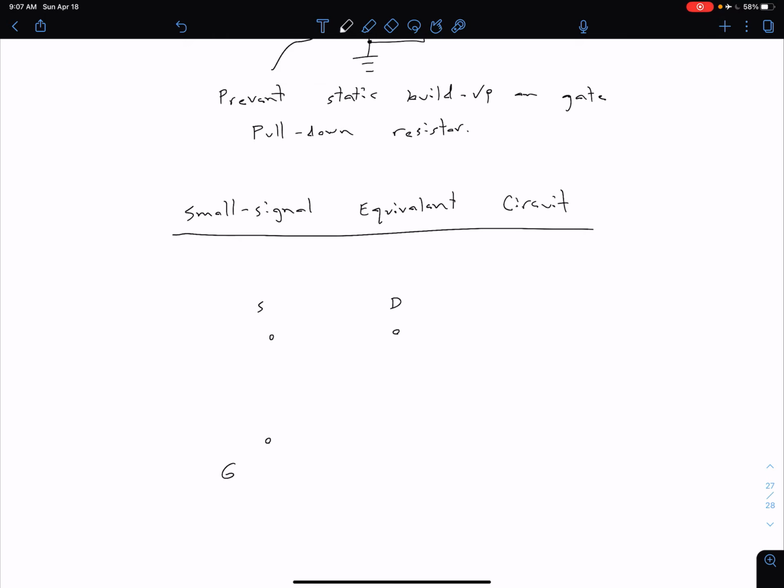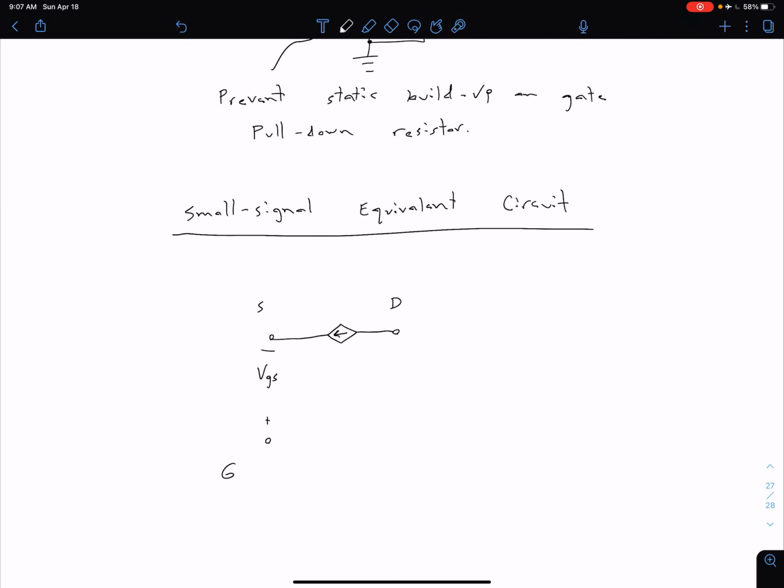And so we know that between our gate and source we have the voltage of interest, VGS, and we also know that we have essentially an open circuit between our gate and our source, and our gate and our drain. However, between our drain and the source, we have our dependent current source. So let's go ahead and draw that in here. And because this is N channel, the current is going from the drain to the source.